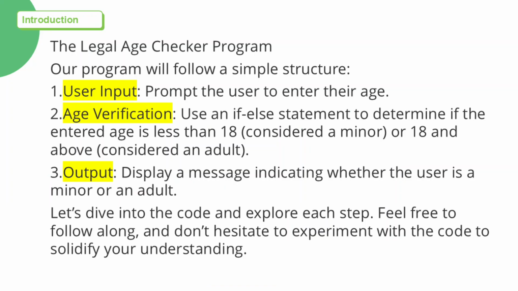The legal age checker program follows a simple structure. First, the program prompts the user to enter their age. Then, it uses an if-else statement to determine if the entered age is less than 18, considering the user a minor, or 18 and above, considering the user an adult. Finally, the program displays a message indicating whether the user is a minor or an adult.